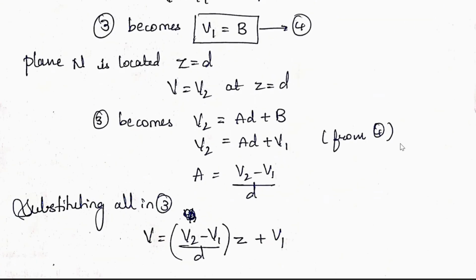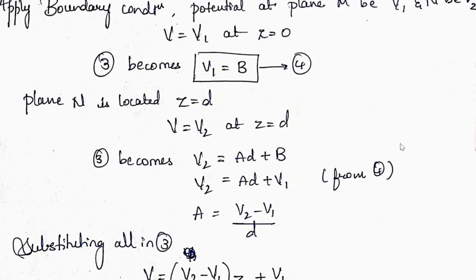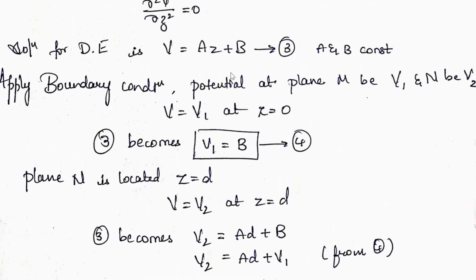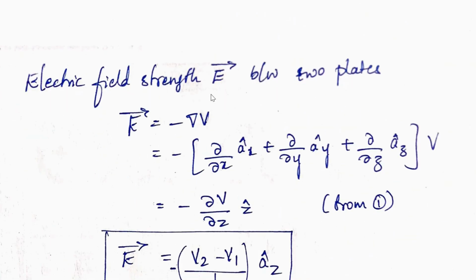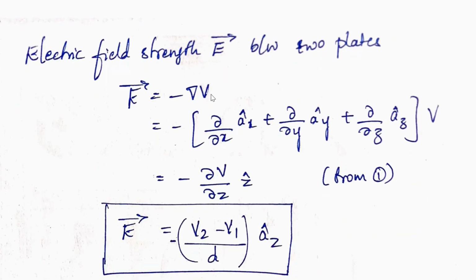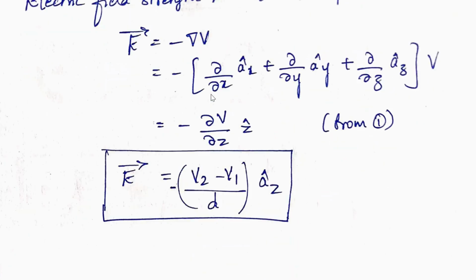Substituting A and B in equation 3, that is our main equation, what do you get? V is equal to (V2 minus V1) by D times Z plus V1. Now we have to find the electric field between the two plates. So electric field is equal to minus del V. Substitute the Cartesian form in that. From equation 1, we can write it as A, X and Y terms are not there. Finally, we get E vector is equal to (V2 minus V1) by D into AZ cap.